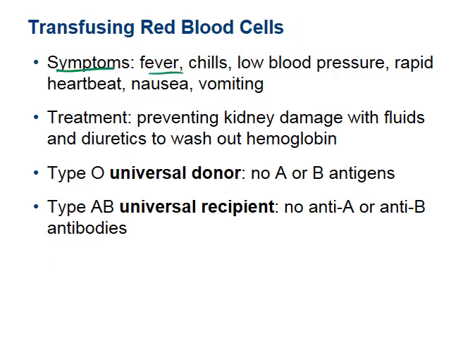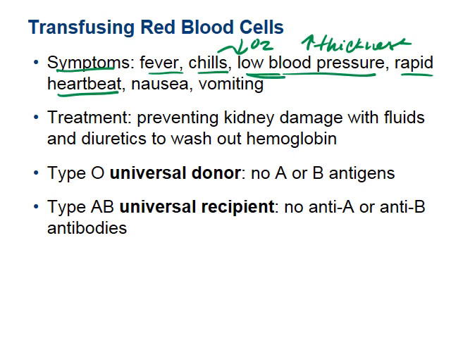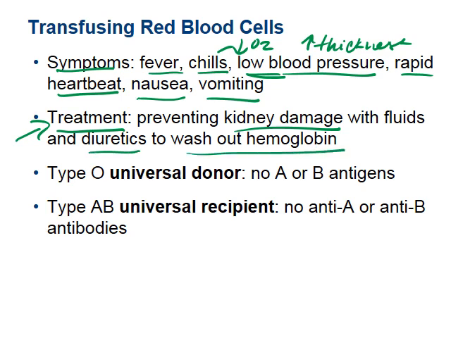Some of the symptoms: fever, chills. This has to do with low oxygen. Low blood pressure, increased thickness of blood, right? Rapid heartbeat. Your heart's trying to push the blood faster because your blood pressure's low. Nausea, vomiting. Treatment: we can prevent kidney damage by flushing you with diuretics, to wash out the hemoglobin.